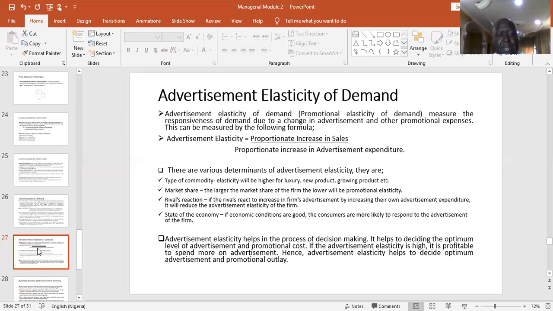The state of the economy. If economic conditions are good, the consumers are more likely to respond to the advertisement of the firm. Like now in the country, no matter the advertisement, because people don't have money, they may not increase their purchase or their consumption of a given commodity.